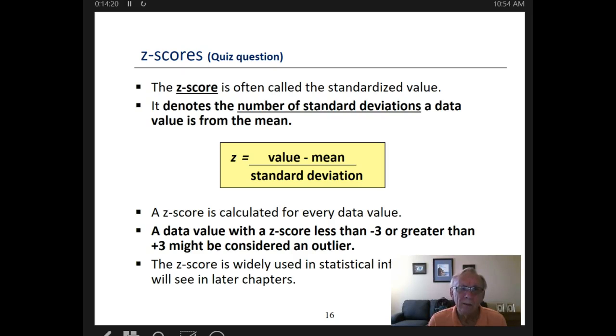Z-score. What is a Z-score? That's a standardized value. It denotes the number of standard deviations a value is from the mean. We've learned previously how to calculate standard deviation. So now to get a Z-score, we're going to take the individual data element value minus the mean divided by the standard deviation. That will give us our Z-score. You can calculate that for every data value. Anything that is a +3 or a -3 on the Z-scores is going to be considered an outlier normally.